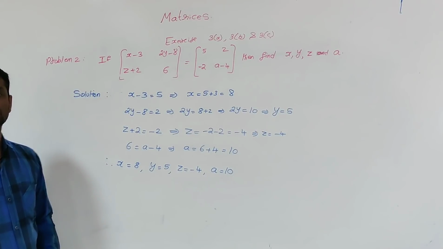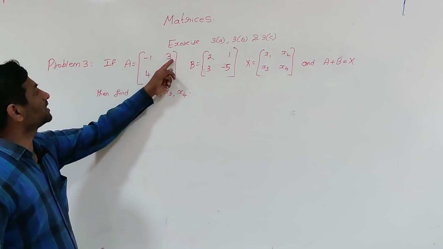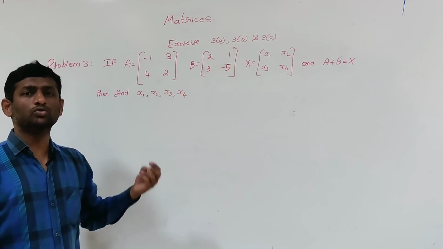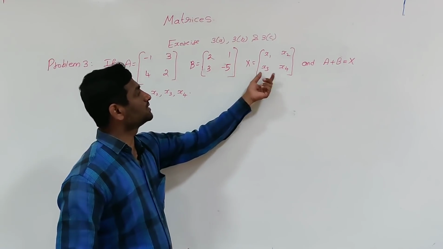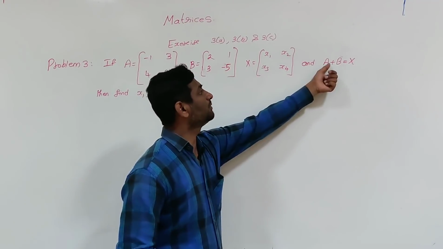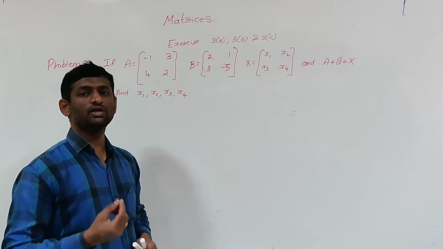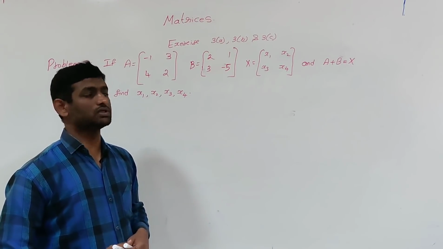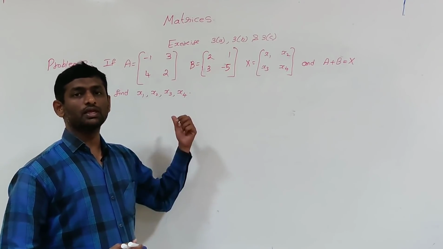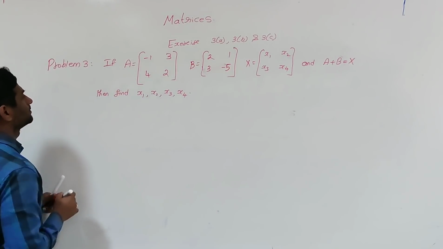Next, we'll see the next question. The question is, if the matrix A is minus 1, 3, 4, 2, B is 2, 1, 3, minus 5, which are both 2 by 2 matrices, and capital X is also a 2 by 2 matrix, and the condition is A plus B is equal to X. A plus B is based on the sum of two matrices. For addition of matrices, the two matrices should be of the same size and the elements will be the sum of the corresponding elements. Now we will see what is A plus B.